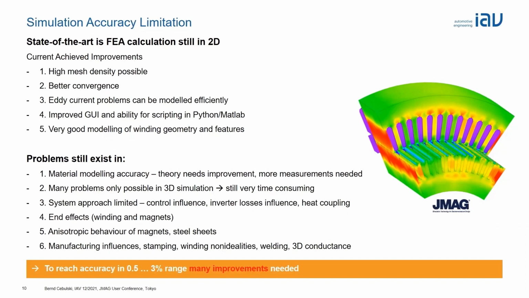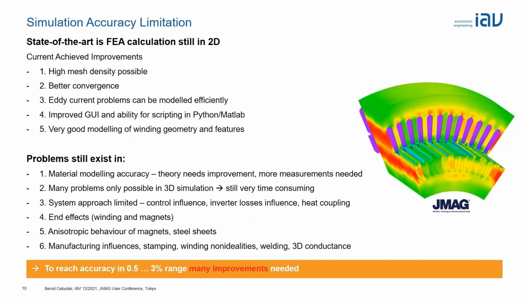Of course, we need a very fast computer, which makes it possible to use a high mesh density. We use better convergence nowadays. It means you can also face problems in 2D and 3D which weren't possible in years before. So you can model eddy current problems very efficiently, which is also quite new, especially in 3D.